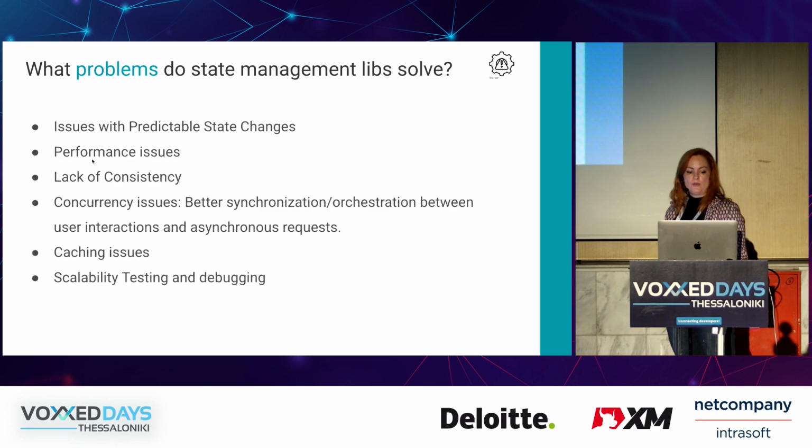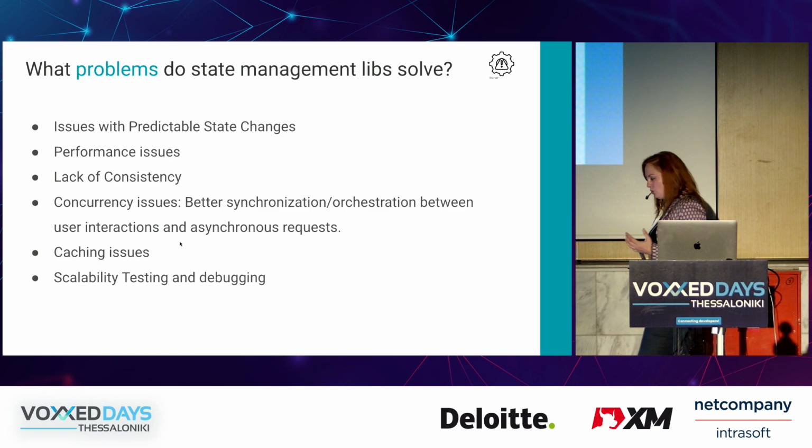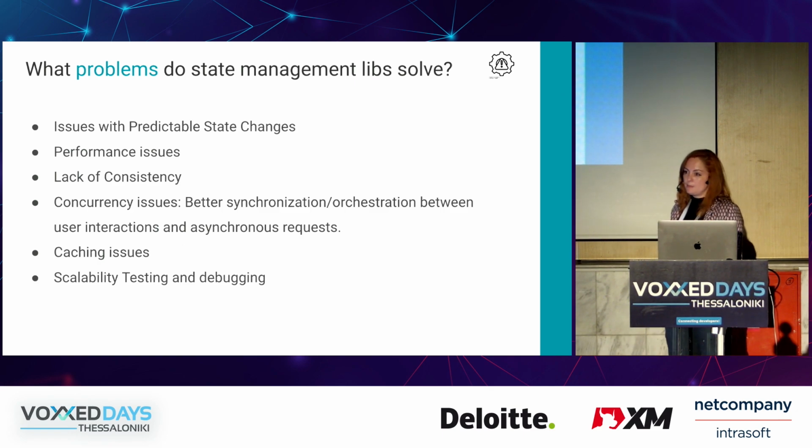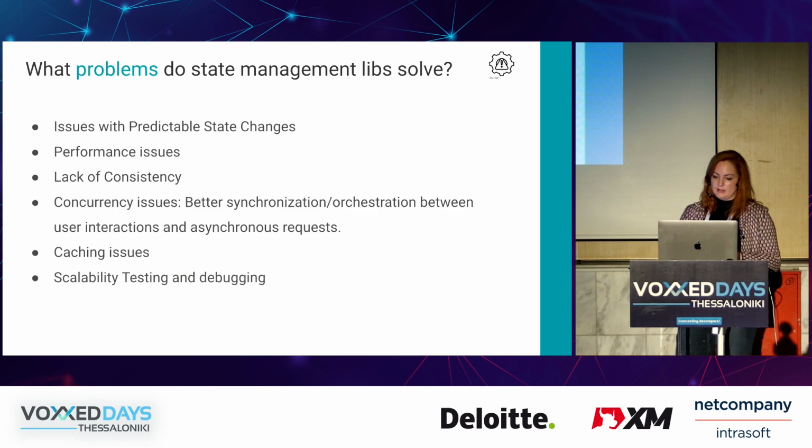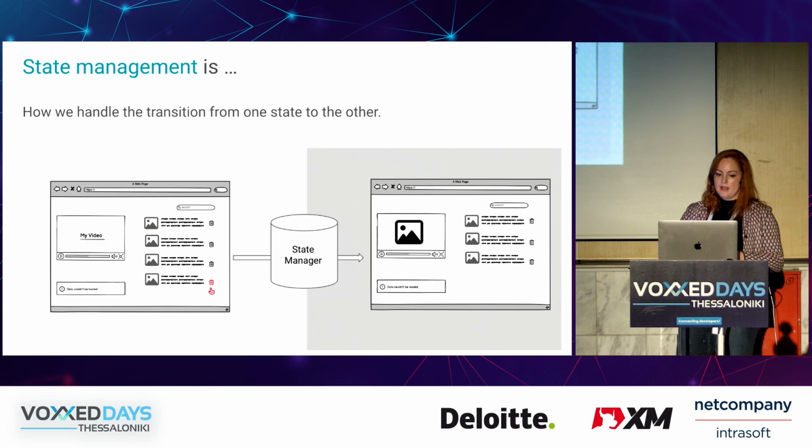We try to improve our performance. We handle concurrency issues better. We try to handle caching issues also very nicely. And there are some libraries that do this smart caching for us, instead of us trying to check every time if the data are stale or not, or if we need to refetch them from the backend. And in general, all this modularization with state libraries helps on the testing. We can test them better.